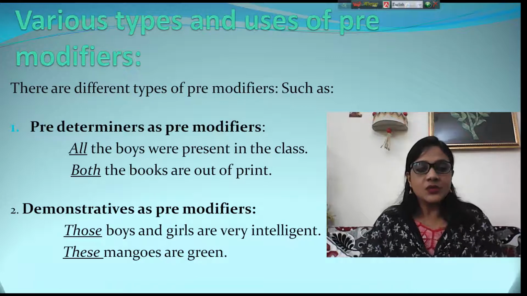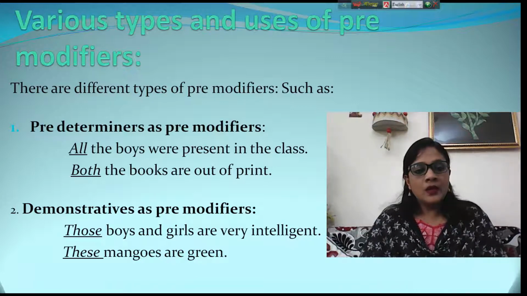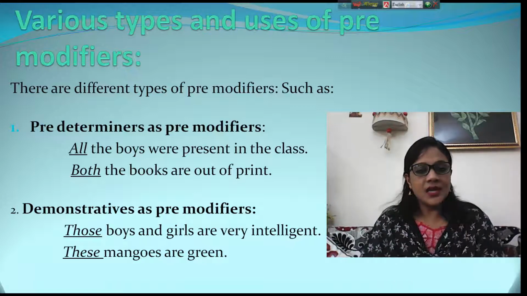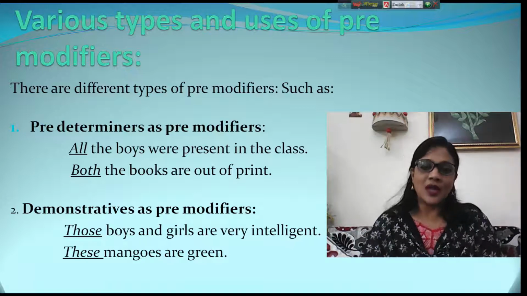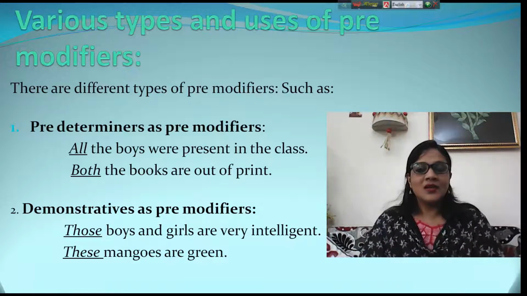In the next sentence, you see both the books are out of print. Both is a determiner, and it works as a predeterminer because it is placed before the noun and modifies that noun.